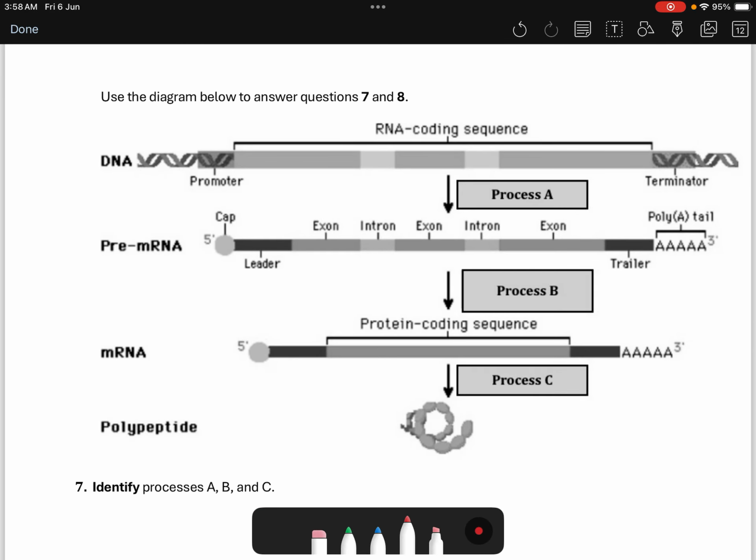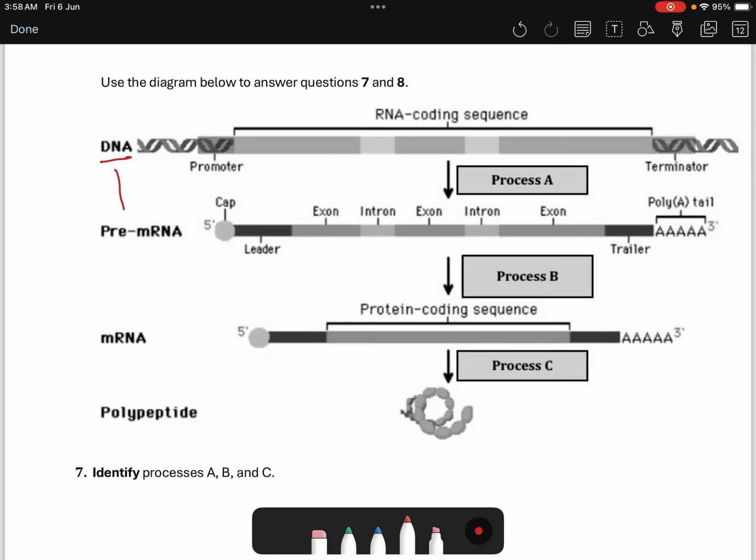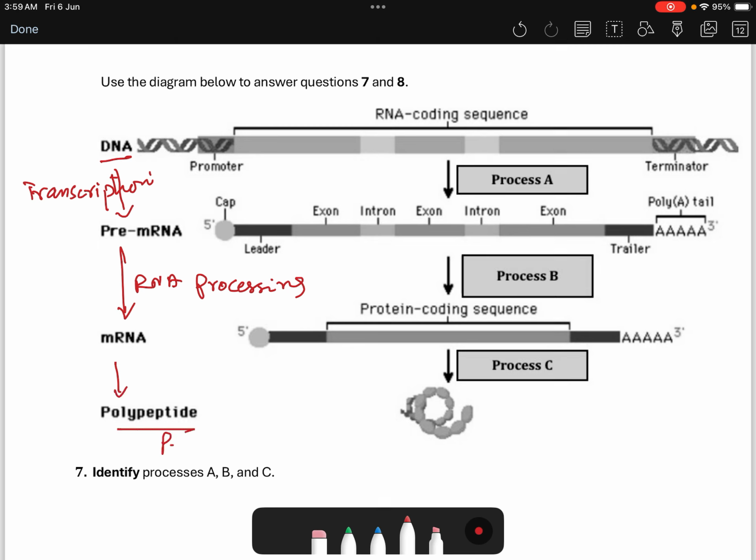Use the diagram to answer question 7 and 8. So this is the diagram. We have the DNA converts into pre-mRNA, transcription, right? So this is transcription, converts into mRNA. This is RNA processing. RNA converts into polypeptide. Polypeptide mean it's a protein. So this is translation.